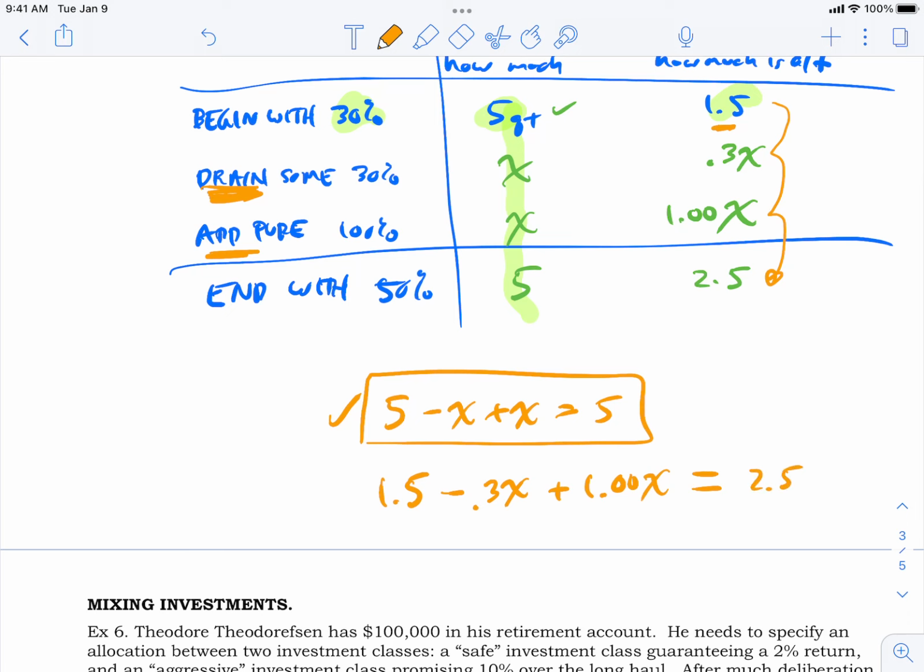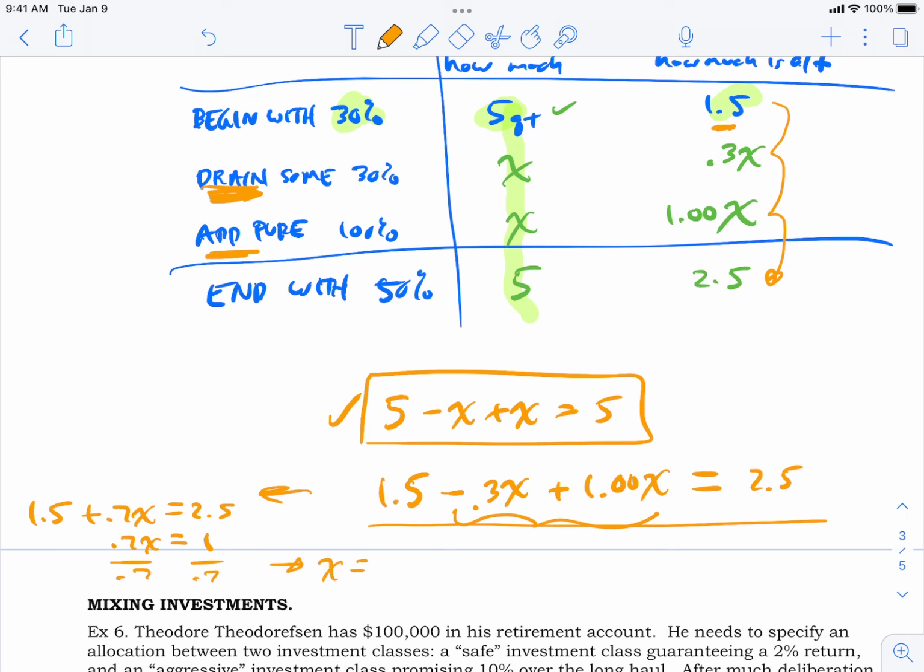Now that's a nice equation too, because we can solve that lickety-split. 1.5, combine your two like terms, that's a plus 0.7x equals 2.5. So 0.7x, if I subtract 1.5 on both sides, I get 1. So you divide both sides by 0.7, and what do you end up with? What? I didn't solve it? What are you, nuts? Okay, you end up with 1 divided by 0.7, which is just about, depending how accurate you want to be, 1.4.